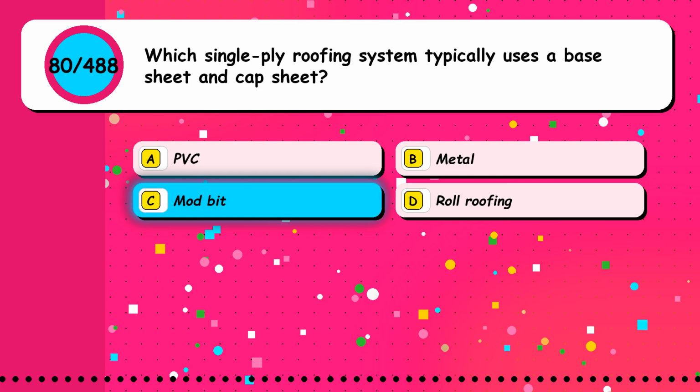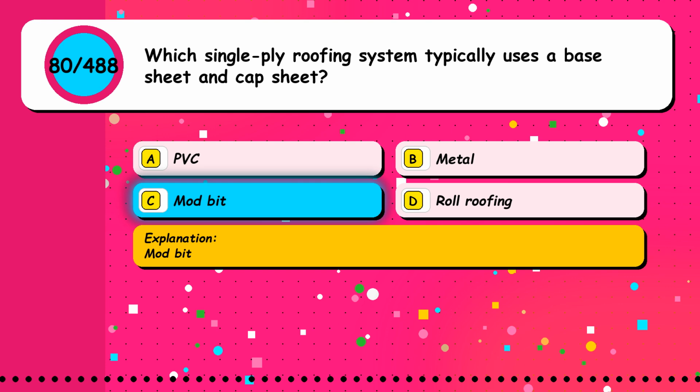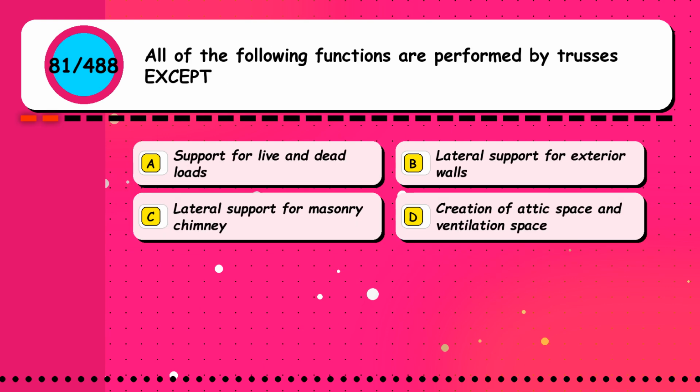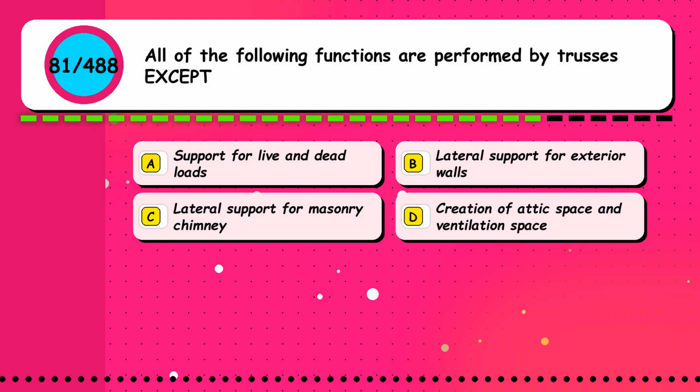The correct answer is option C. Modbit. Question 81. All of the following functions are performed by trusses except Option A. Support for live and dead loads. Option B. Lateral support for exterior walls. Option C. Lateral support for masonry chimney. Option D. Creation of attic space and ventilation space.